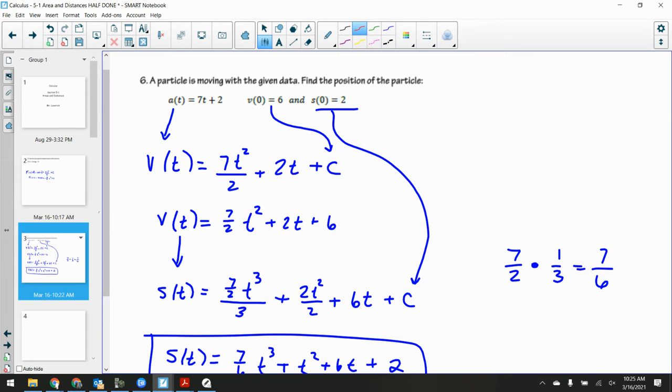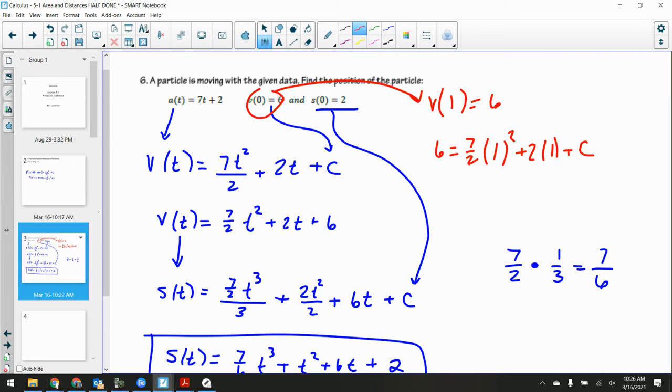What if I had changed this and said, instead of v of 0, v of 1 is 6? Well, then that would make this v of 1, which is 6, equal to 7 halves times 1 squared plus 2 times 1 plus c. Then you can just solve for c. Does that make sense? So 7 halves plus 2, subtract it over, and that would be your constant. Does that make sense?